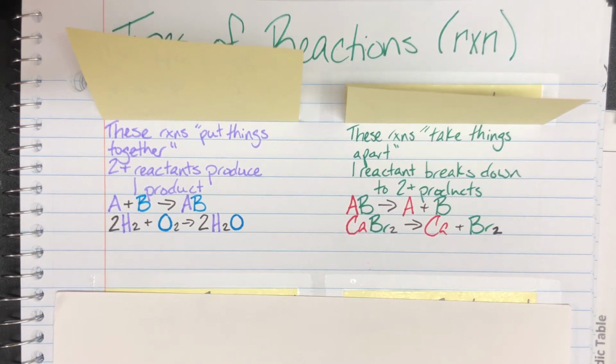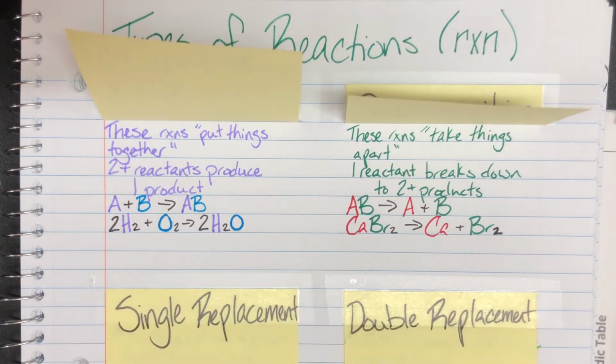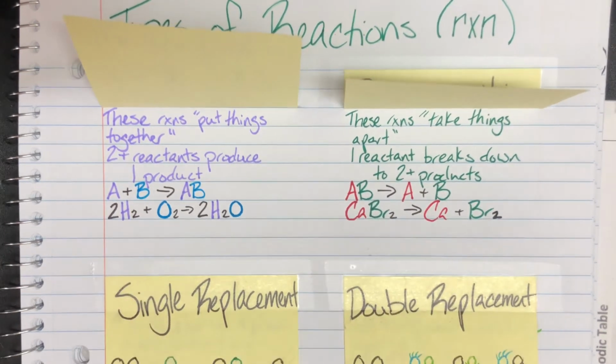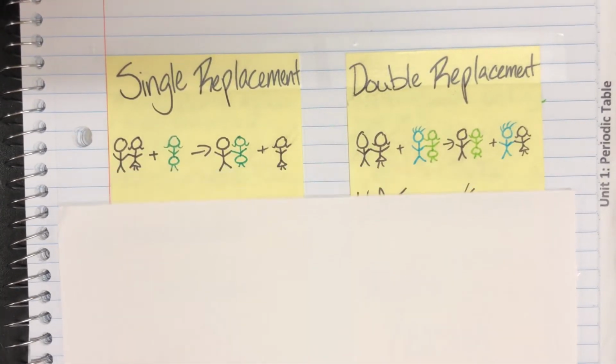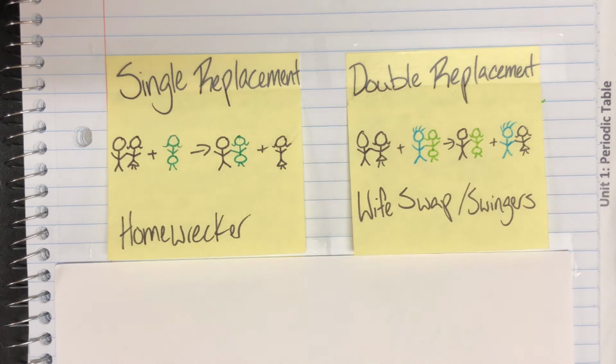I have my super general example of AB goes to A plus B. And I have my real world example, which is calcium bromide decomposing into calcium and diatomic bromine. So now that we have those types of reactions all set for us, we're going to go ahead and keep moving on.